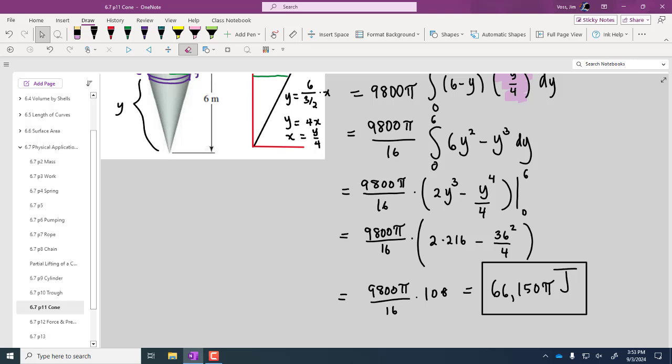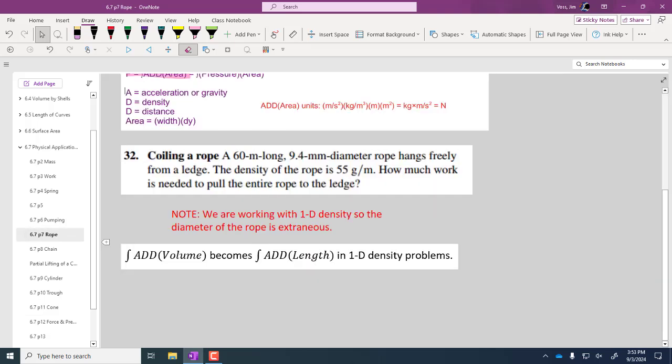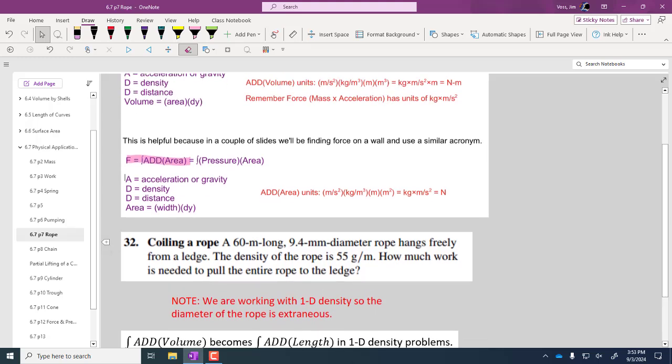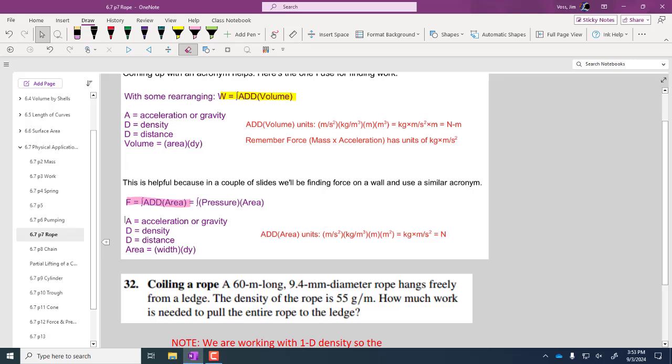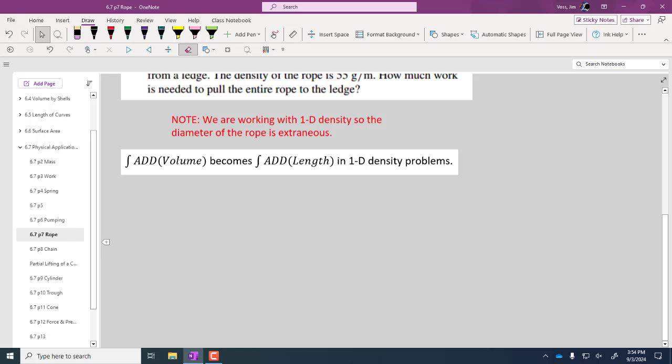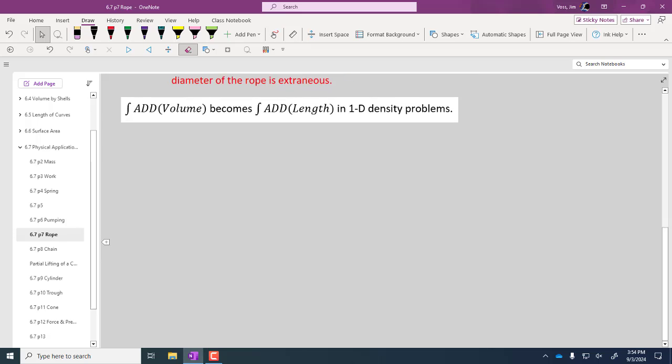So the one-dimensional case, the rope and the chain, there's something that's missing, and here's what's missing. Volume is 3 dimensions, right? And when we go down to 1 dimension, we are taking away 2 dimensions. So instead of ADD volume, if we chipped off 1 dimension, we'd have ADD area. And if we chip off another distance, we'll have ADD length. So this is going to be ADD length.